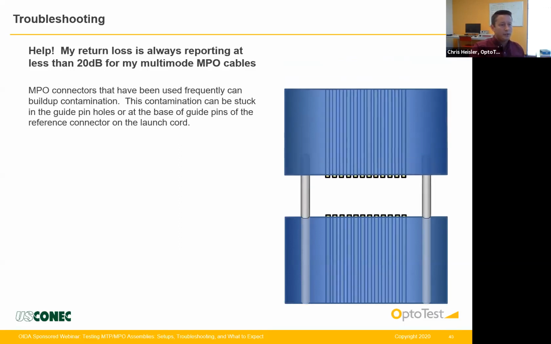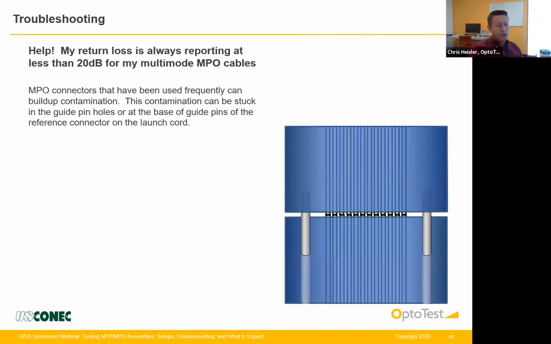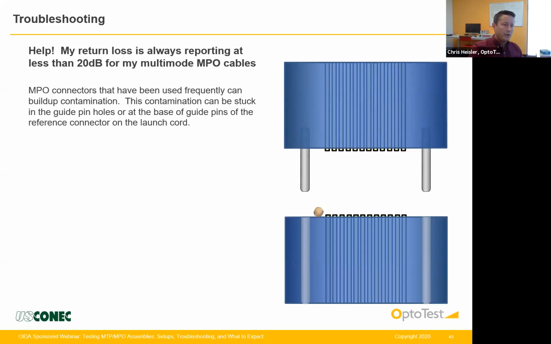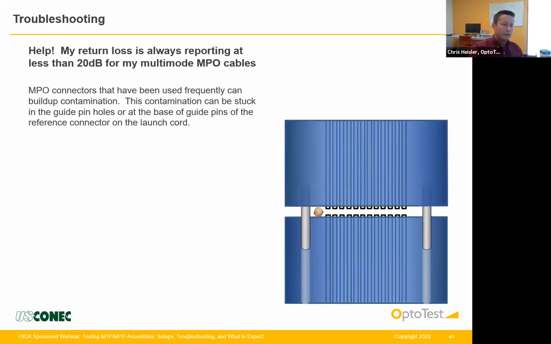So on the right here, you see we have 2 MPO connectors that are completely mated. The fibers are all making good physical contact. So this will give you a nice, good return loss result. Now, if we add in some dirt and we try to mate those connectors, you'll see that the dirt prevents the fibers from making proper physical contact. And this will lead to a 14 or 15 dB return loss.